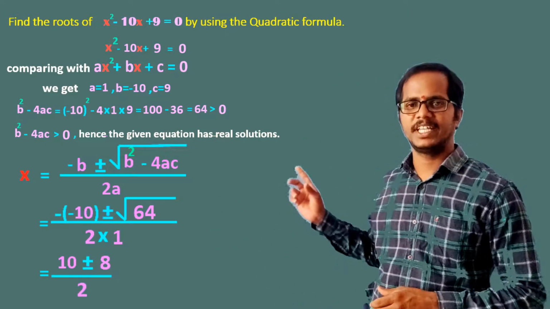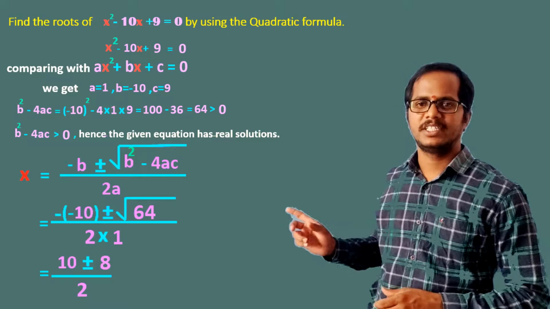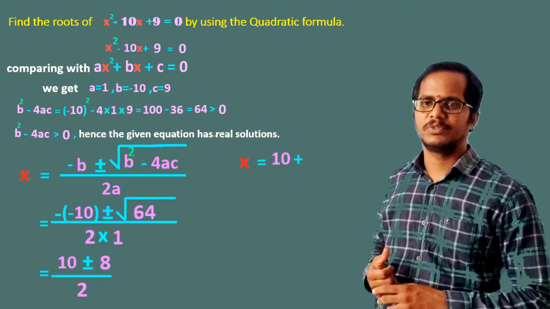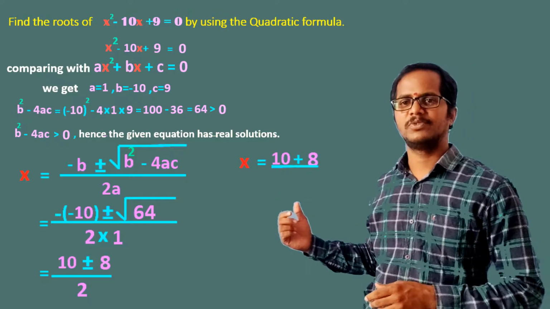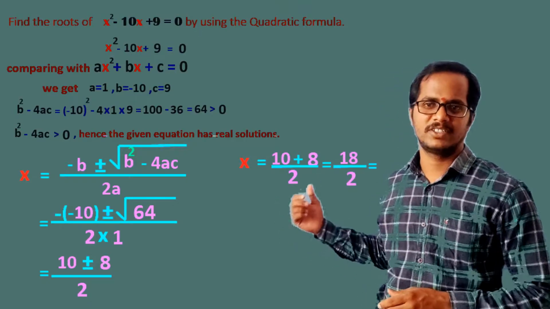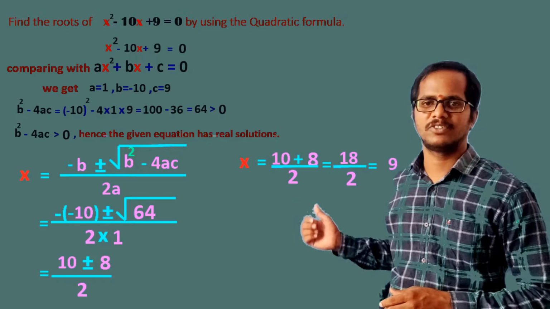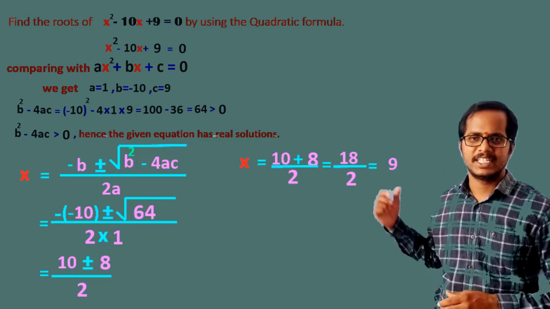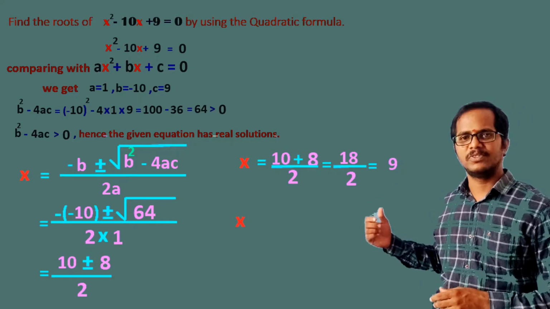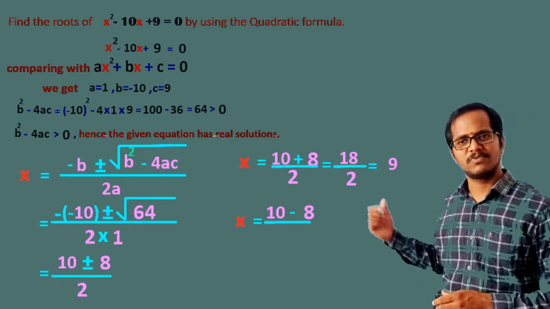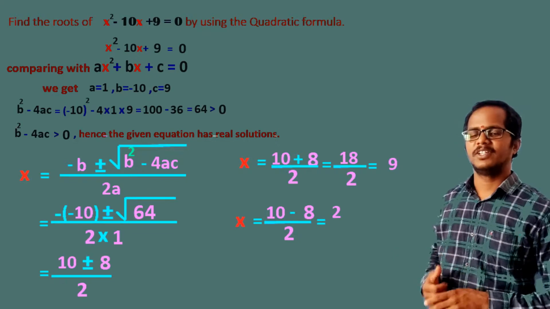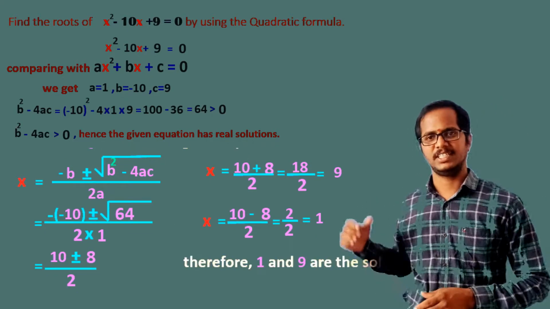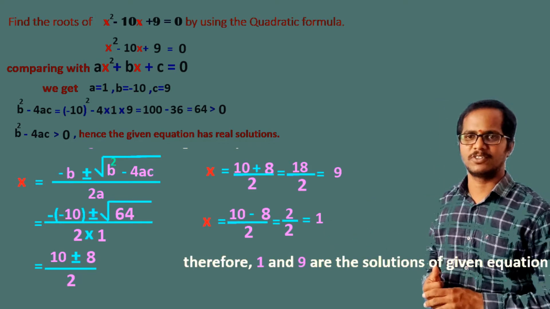So now if we take the positive 8, we can write x equals 10 plus 8 by 2, which equals 18 by 2. So 18 by 2 means 9. So x equals 9. So we get the first solution as 9. And if we take negative 8, then we get x equals 10 minus 8 by 2, which equals 2 by 2 equals 1. So we get x equals 1. So 9 and 1 are the solutions of the given quadratic equation, that is x square minus 10x plus 9 equals 0.